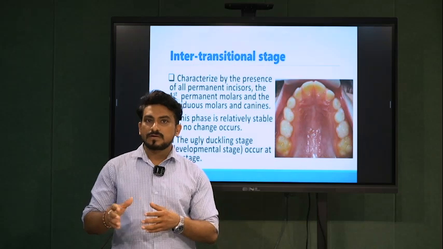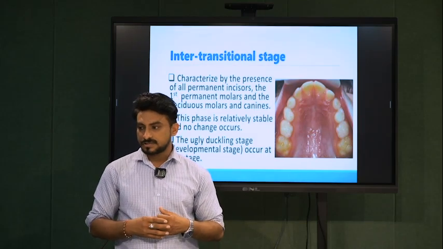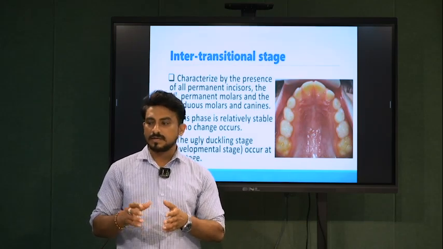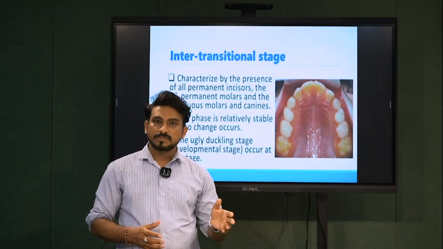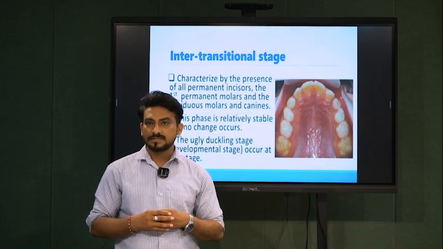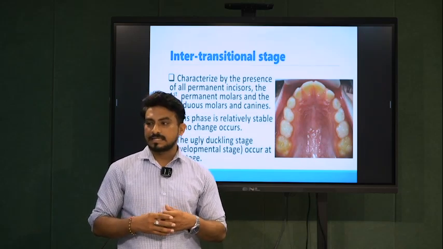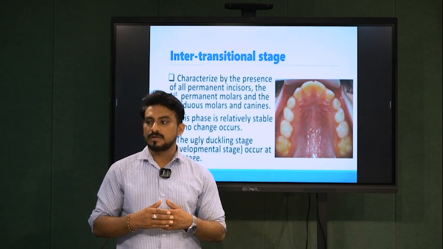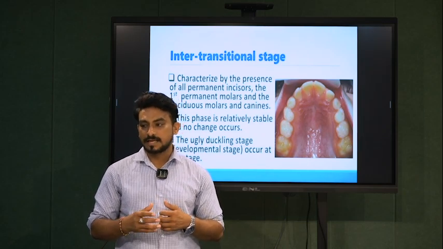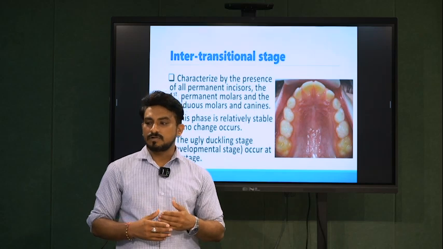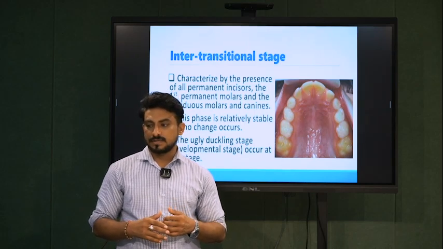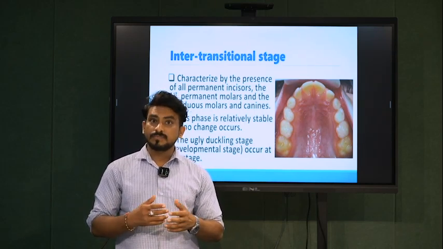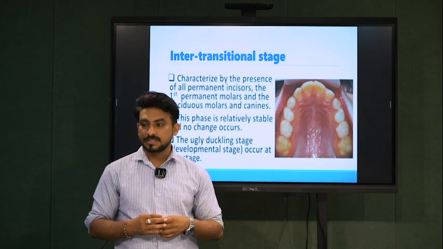Now we go ahead to the inter-transitional stage and what changes occur in it. We have already learned about the first transitional phase. The inter-transitional stage is characterized by the presence of all permanent incisors, the first permanent molars, and the deciduous molars and canines. This phase is relatively stable and no changes occur. Here we can see the most important points of the ugly duckling stage.